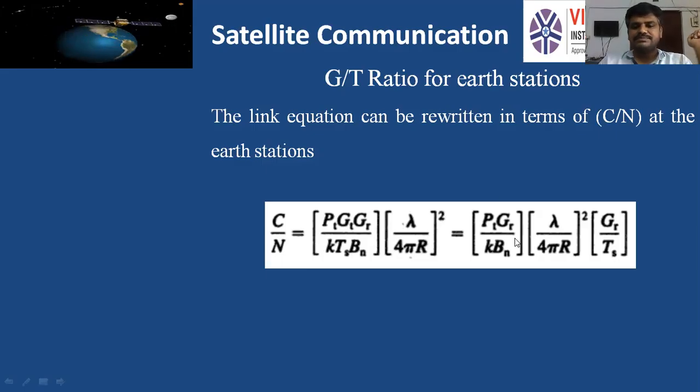Here, if you observe, I have rewritten the same equation in another fashion. C by N equal to P_T G_T by K B_N into (lambda by 4 pi r) whole square into G_R by T_S. If you observe, C by N is proportional to G by T. So C by N depends upon the gain of the receiver and the system noise temperature of the receiver.